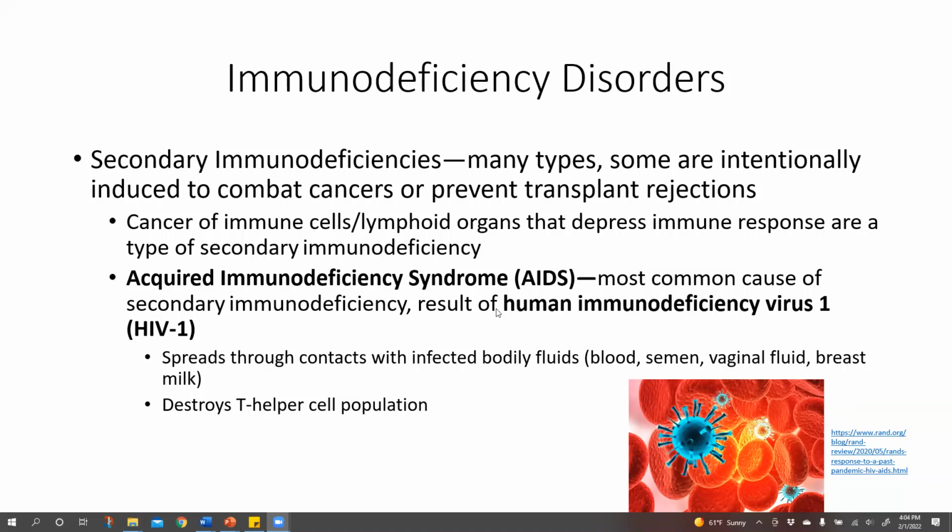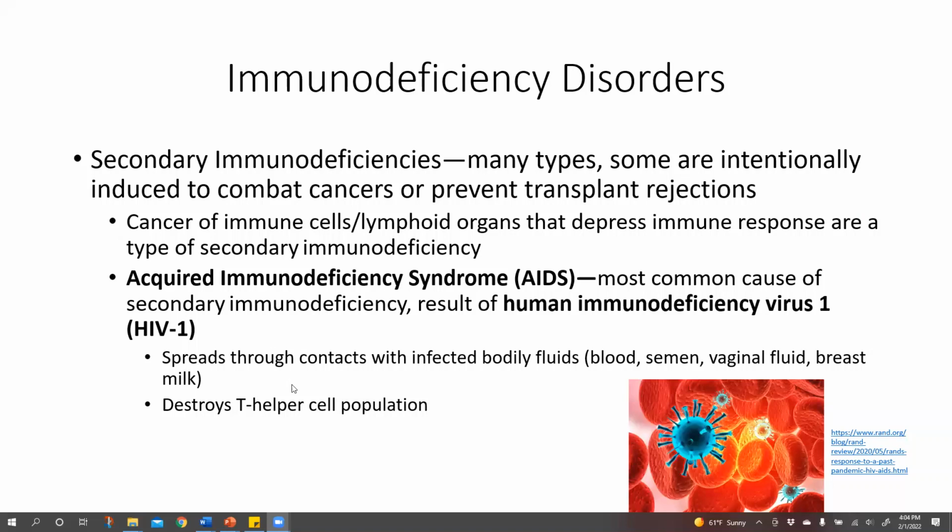So the most well-known and also the most common cause of secondary immunodeficiencies, HIV, human immunodeficiency virus, which leads to AIDS, acquired immunodeficiency syndrome. So the HIV virus spreads through contact with infected body fluids, and that can be anything from blood to semen, vaginal fluid to breast milk.